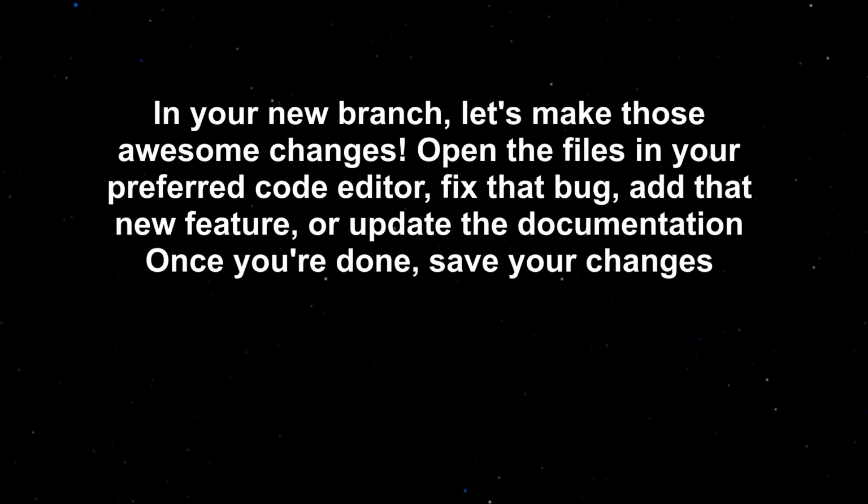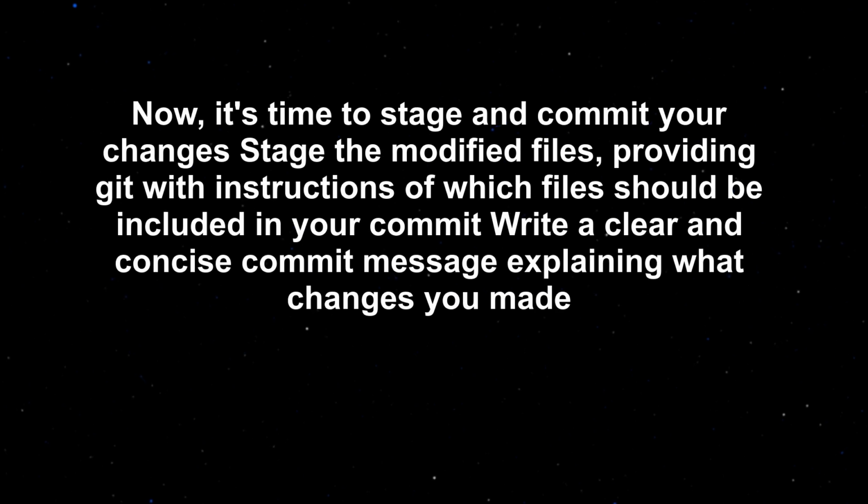In your new branch, let's make those awesome changes. Open the files in your preferred code editor, fix that bug, add that new feature, or update the documentation. Once you're done, save your changes. Now, it's time to stage and commit your changes. Stage the modified files, providing Git with instructions of which files should be included in your commit. Write a clear and concise commit message explaining what changes you made.